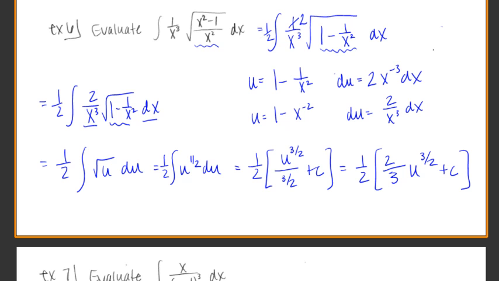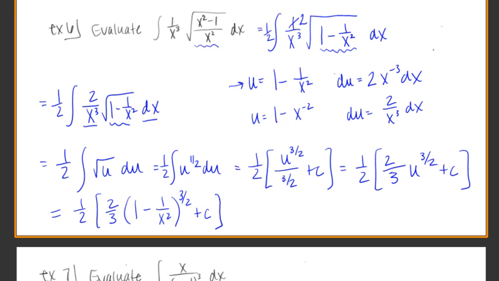Let's go through and make our substitution back in, and we can call this one done as well. So 1/2 times 2/3, my u, which is, I've got to go back to figure out which one I did use. I did that one. So 1 minus 1 over x squared to the 3/2 power, and then plus c.